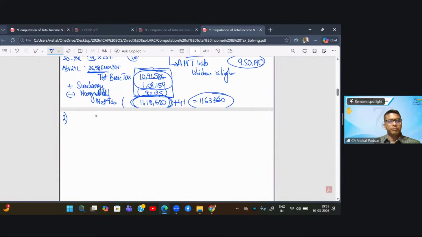So second, this is computation of income. Mr. Ayush. This is old scheme only, students. And this is PY 2025-26. Or you can write AY 26-27, both are same.